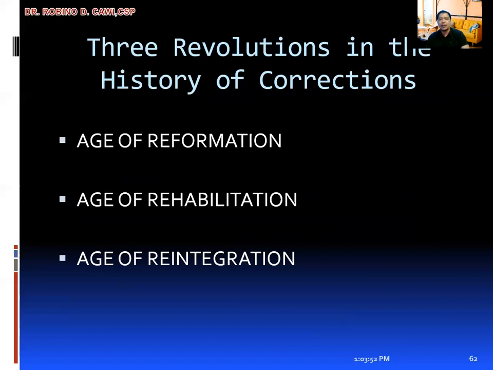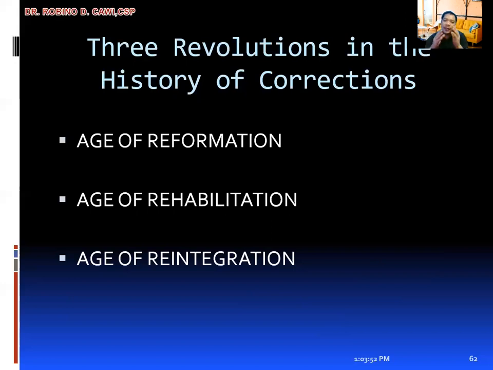So what will characterize this Age of Reformation? The Age of Reformation is basically characterized by the idea that the method of dealing with criminals, instead of death penalty and torture, was eventually replaced by a system of punishment which we know today as imprisonment. So the Age of Reformation is basically characterized by the use of prison as a means of dealing with criminals. And then we also have the Age of Rehabilitation.